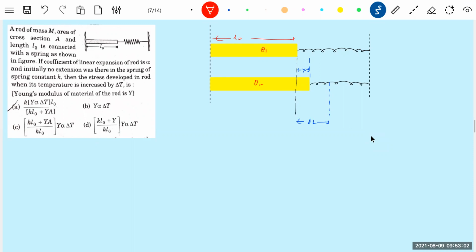Now, what was the question that was asked? The stress developed in the rod. Stress means the force set up in the rod. Let me go for the change in length of the rod. This should be equal to L naught alpha delta theta minus x. Let me use delta theta only. This was the change in length, delta L, you call it.